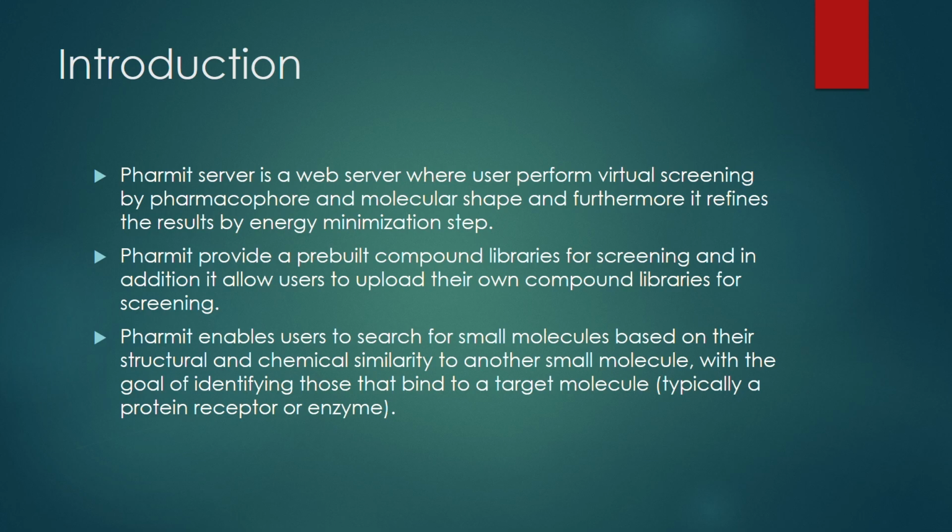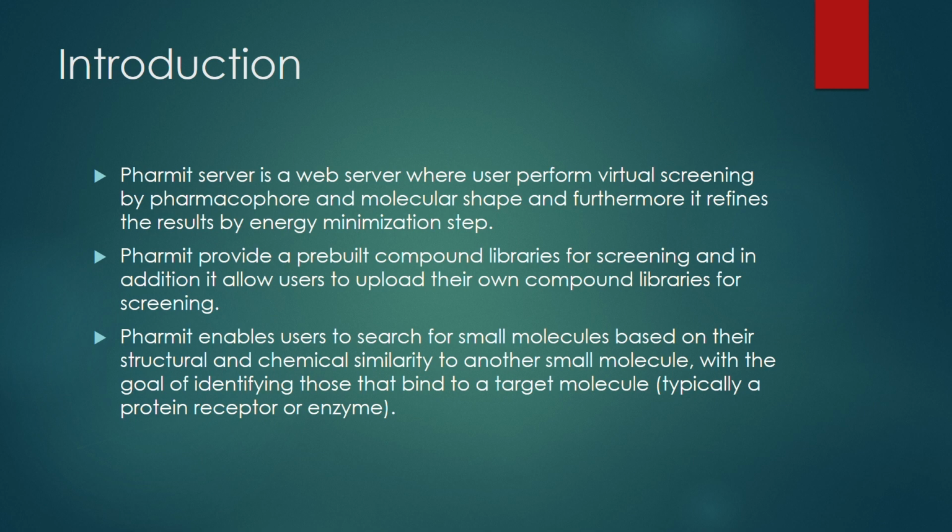Pharmit enables the user to perform a screening in two ways: by creating a pharmacophore query and on the basis of molecular shape. And furthermore, the last step it provides after the results are shown is the energy minimization step. User can minimize their results.